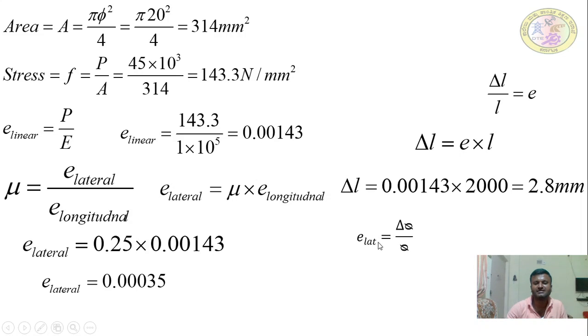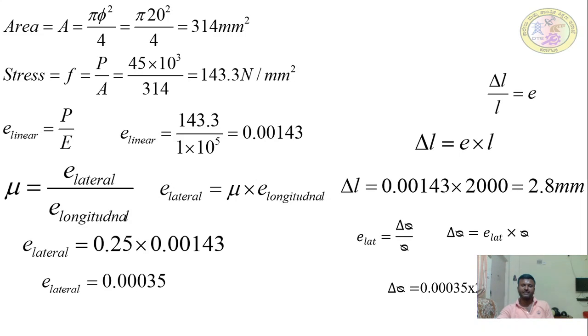Similarly, lateral strain is equal to change in diameter divided by original diameter. So change in diameter is equal to E lateral, which is the lateral strain, into original diameter. So E lateral strain 0.00035 into original diameter 20 is equal to 0.007 mm. They have not written the millimeter. This is delta d, the change in diameter.